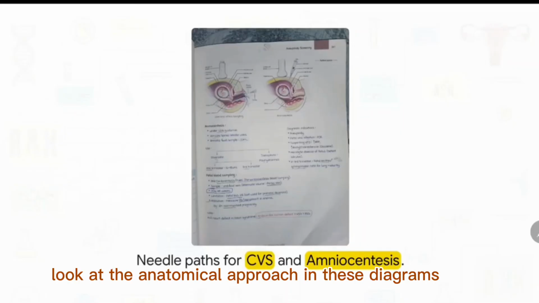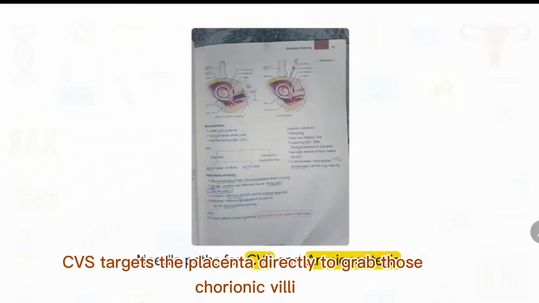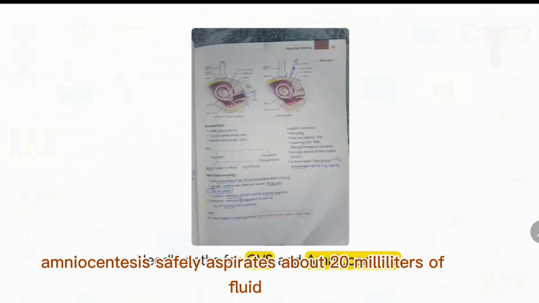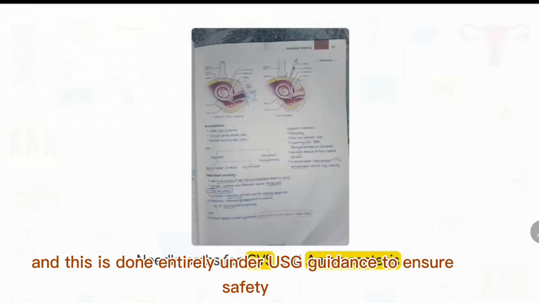Look at the anatomical approach in these diagrams. On the left, CVS targets the placenta directly to grab those chorionic villi. On the right, amniocentesis safely aspirates about 20 milliliters of fluid directly from the amniotic sac, and this is done entirely under USG guidance to ensure safety.